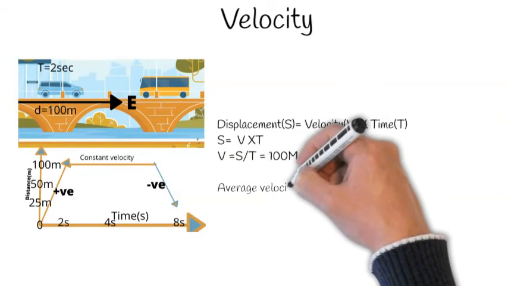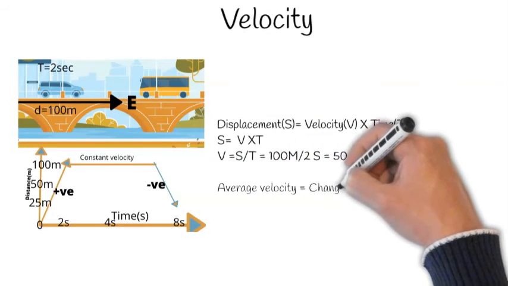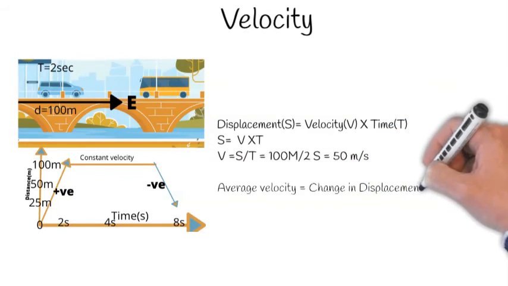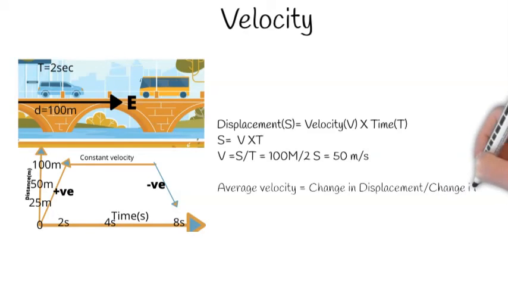Average velocity we calculate as change in displacement by change in time. Average velocity means that when the van moves from 0 to 100 meters of displacement, its velocity is 50 meters per second, and at that point the van is moving with constant velocity. But when the van moves back, the velocity changes. So when the velocity changes, we calculate it by average velocity. Average velocity is equal to change in displacement by change in time.